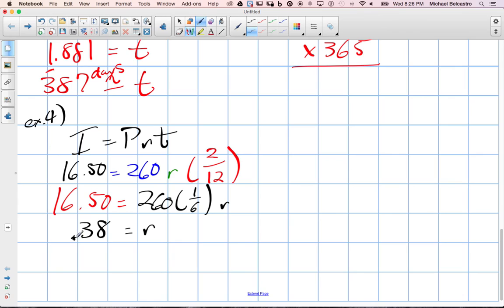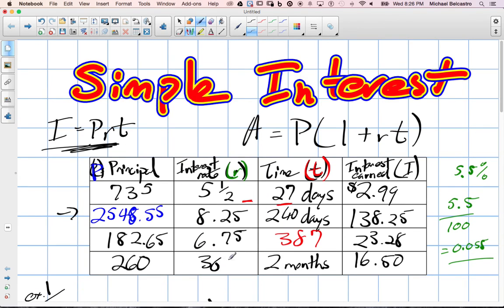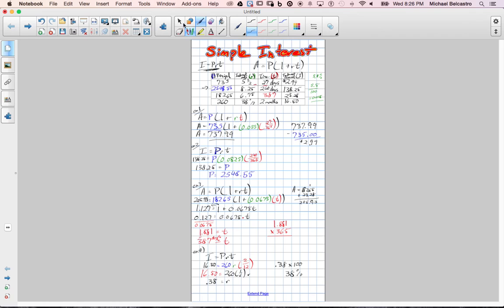What is that as a percentage? How do I turn that into a percentage? 0.38. You know what we'd multiply by? 100. That's right. And that becomes 38%. That is a huge interest rate. Yeah, I guess that makes sense. We got an interest rate of 38%. Amazing. There we go.